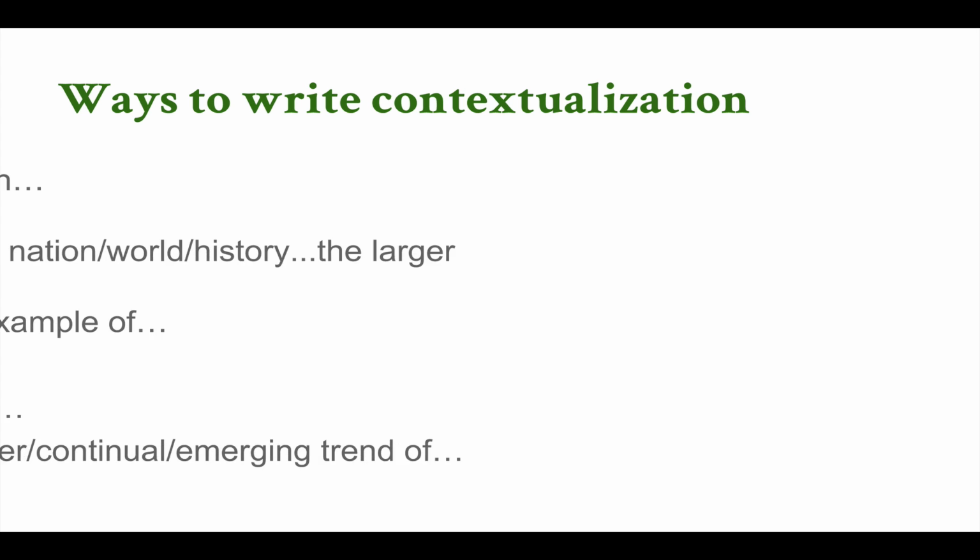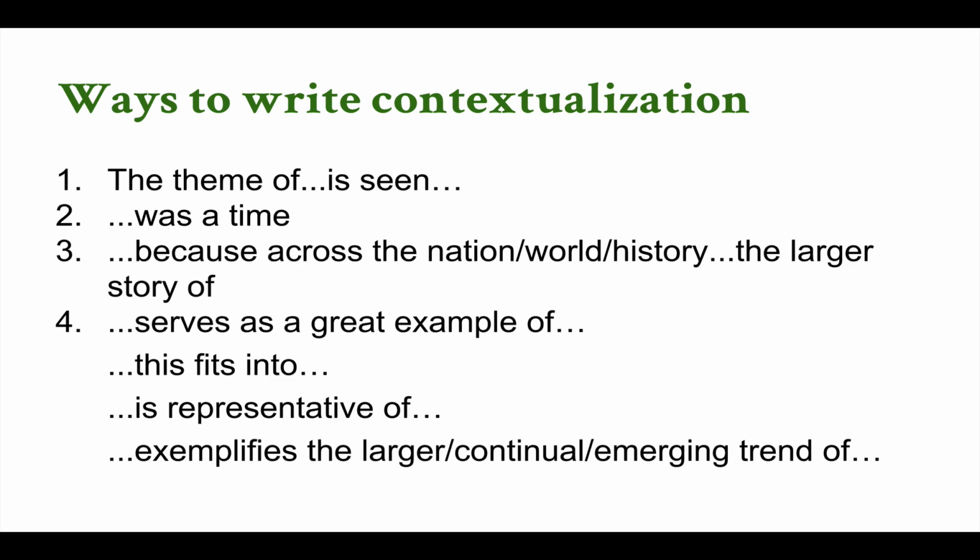So there's a number of ways to write contextualization. These are just some ideas. There might be more, but these are the ones that I would advise that people use and start with. These use words such as: the theme of is seen in, or was a time of, or because across the nation, world, and history, the larger story of. Lastly, the last four here just get lumped together: serves as a great example, fits into, represents, exemplifies. Essentially, you're taking the question, you're taking the event, and you're explaining how it is an example of, or it can be seen in, or how it fits into a larger theme that's occurring in U.S. history at the time of the essay, or the time of the topic of the essay.